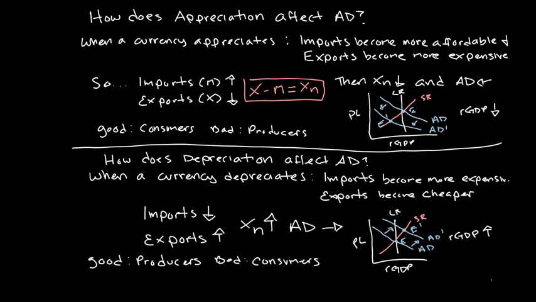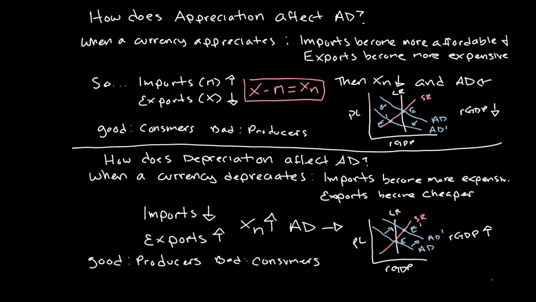If you recall way back from the aggregate demand lesson, net exports is equal to exports minus imports, so X minus M equals XN, resulting in an overall reduction in net exports, which, because net exports is a determinant of aggregate demand, will cause the aggregate demand curve to shift to the left. So we see in the graph here a reduction in aggregate demand occurring because imports are increasing and exports are decreasing simultaneously.